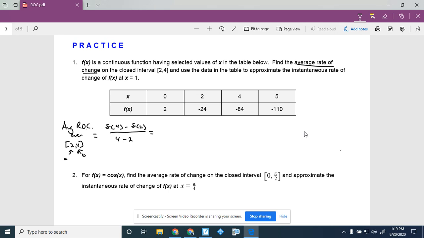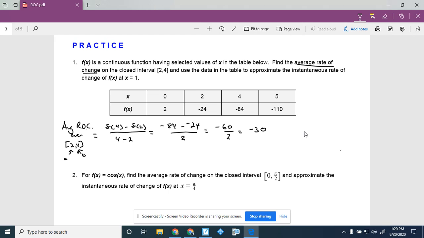If I look in this table, f of 4 is negative 84 minus f of 2, that's minus 24. You got to be careful with that. And then 4 minus 2 is obviously going to be 2, all right? So we end up getting negative 84 plus 24, right? That's going to give you negative 60. So now we're going to get negative 60 over 2, which simplifies to negative 30.